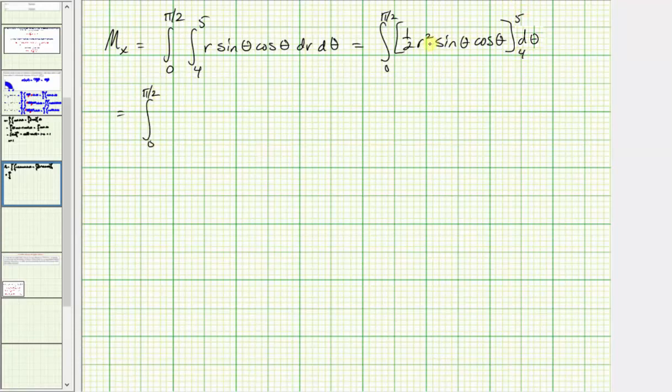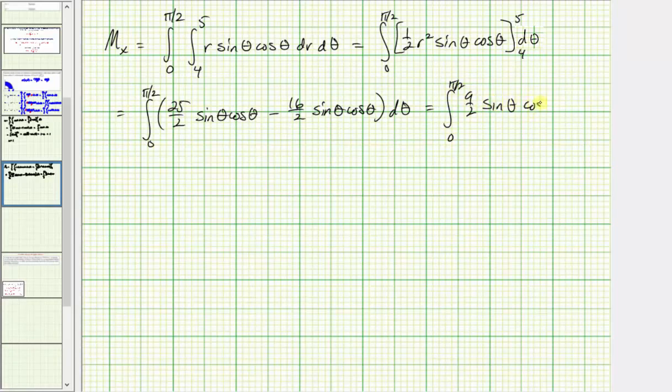So when r is equal to 5, we'd have 25 halves sine theta cosine theta. And then when r is 4, we'd have 16 halves, which I know is equal to 8. This will make it easier to find the difference. Sine theta cosine theta. So 25 halves minus 16 halves would be 9 halves. So this simplifies to the integral from 0 to pi divided by 2 of 9 halves sine theta cosine theta.